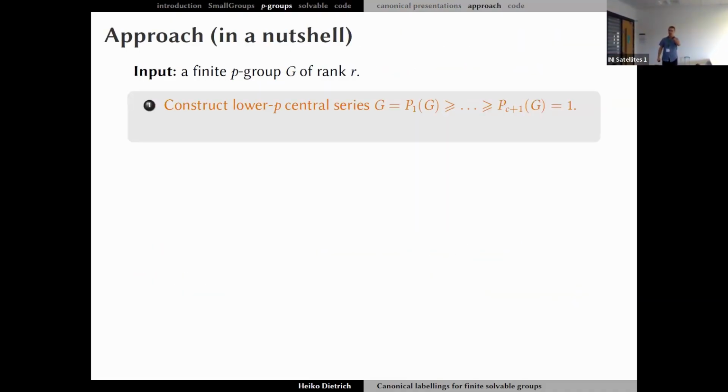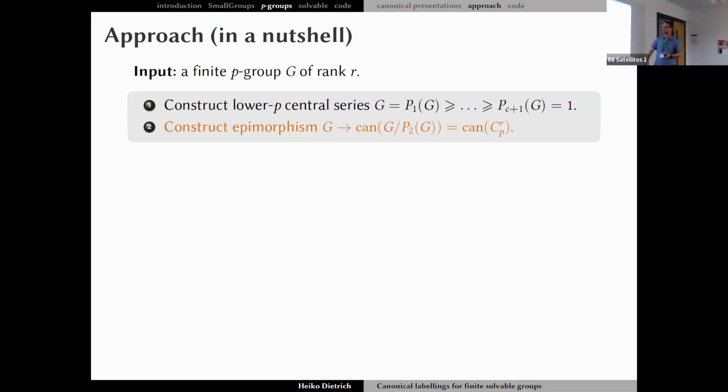So the approach in a nutshell. Again, this might be one of the more technical slides. I just want to give you the idea of how this works in one slide. The idea is to take your p-group and construct a certain subgroup series, the so-called lower exponent-p central series. It's the fastest descending series such that each consecutive section is elementary abelian and central. You can construct that. And then the idea is you construct an epimorphism onto the first section, which is elementary abelian. And this can be done using known abelianization algorithms.